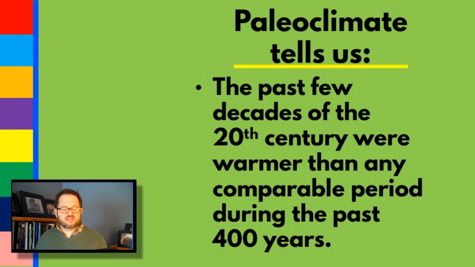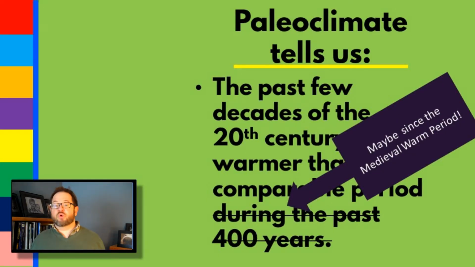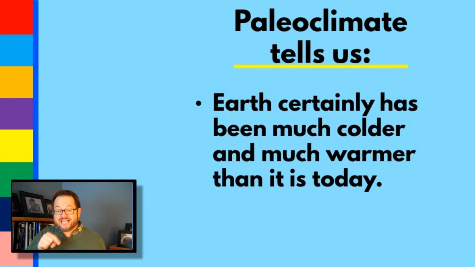So paleoclimate research tells us that the last few decades of the 20th century were warmer than any time in the last 400 years, which is important information, but we can probably go farther back than that. It certainly is warmer than any time since the medieval warm period, which is about 1,000 years ago. But in fairness, the Earth has been both colder and warmer than it is today. We have had periods that were very warm, on the order of tens of millions of years ago and so on. But the Earth has certainly been warmer and been colder than it is today.